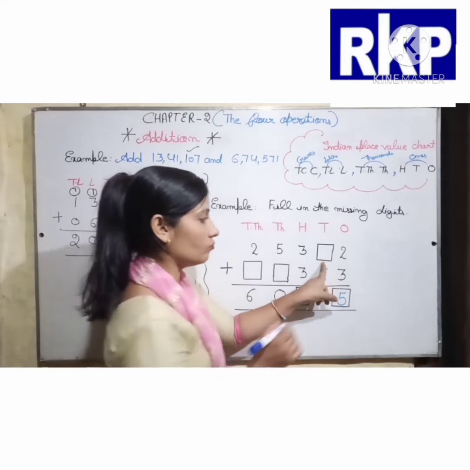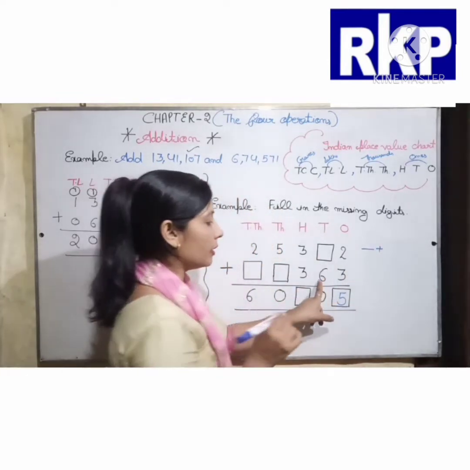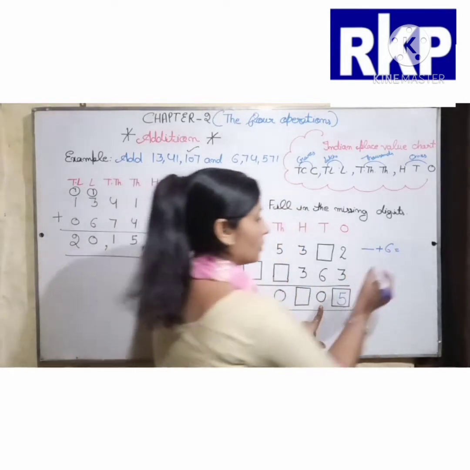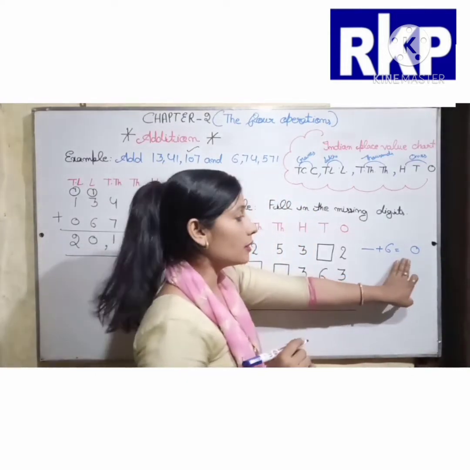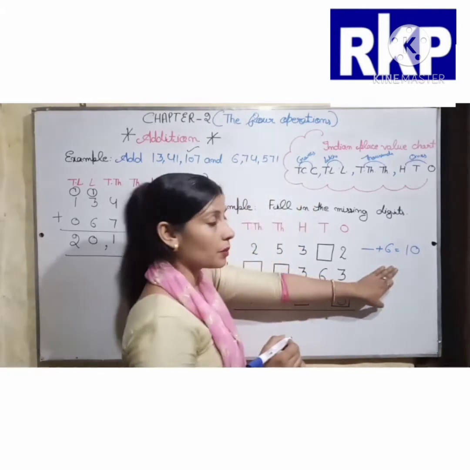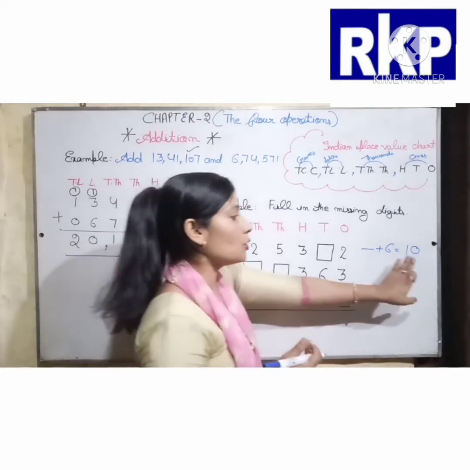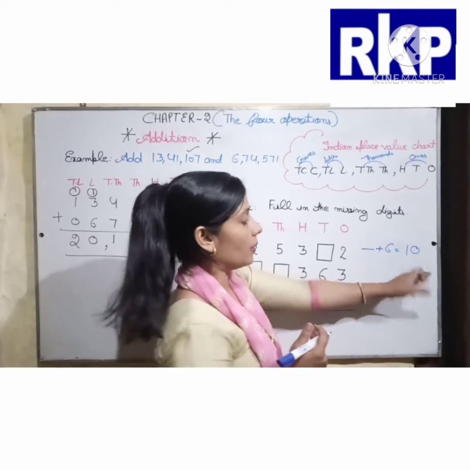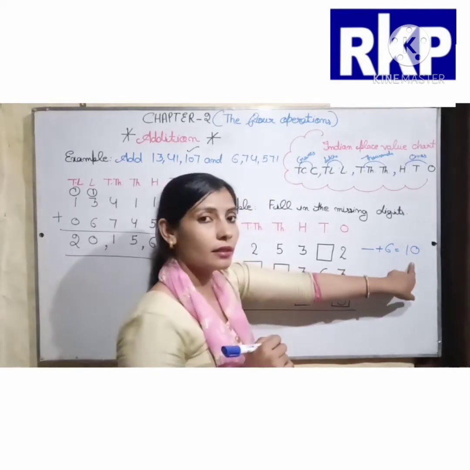Here we don't have any digit, and here we have 6, and the sum is 0. Is it possible that here is 0? No beta. So here must be 10 because here we already have 6. So if we add something to 6, 0 can't come. Okay, so what should it be here? It should be 10. So what should be added to 6 to get 10?